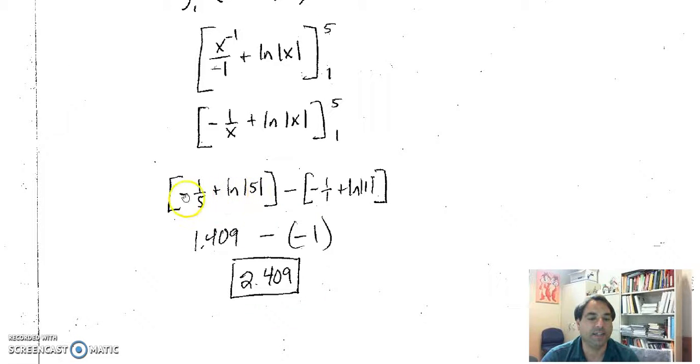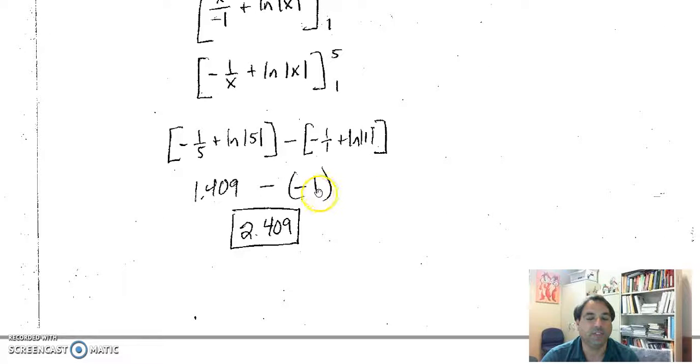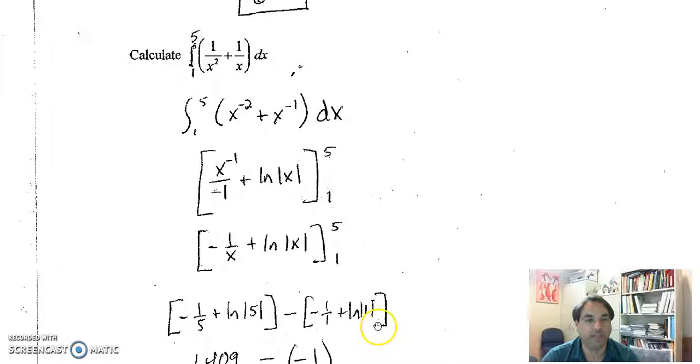If we plug that in the calculator, we get 1.409 minus, plug in 1 for x, negative 1 over 1 is negative 1, plus natural log of absolute value of 1, that gives us negative 1, and then 1.409 minus a negative 1 gives us 2.409. And again, we could check that in the calculator.